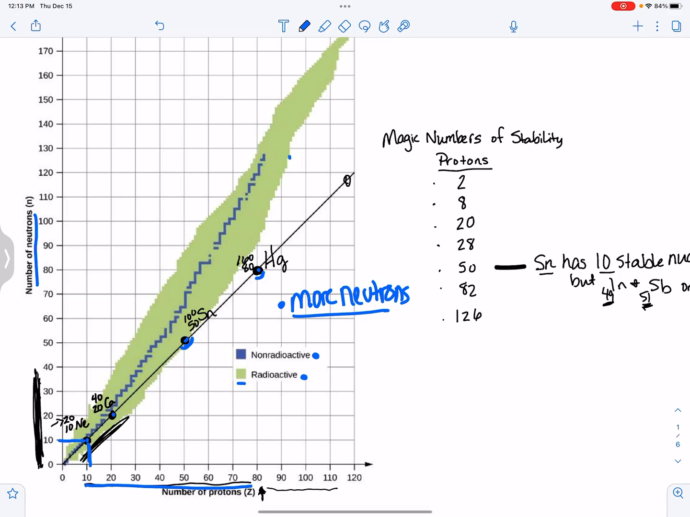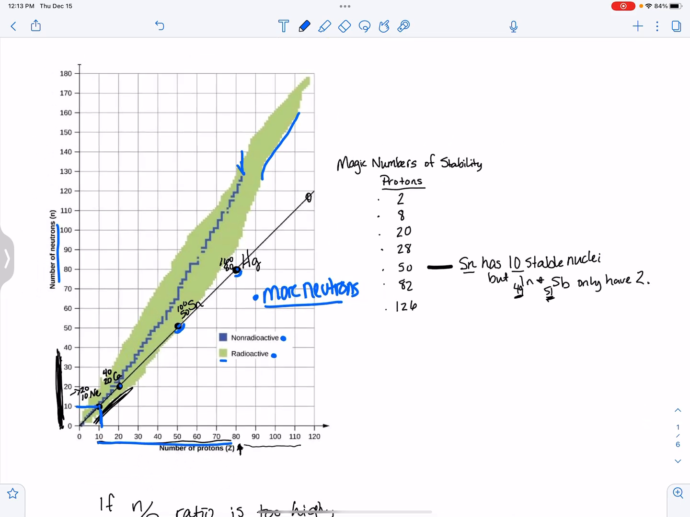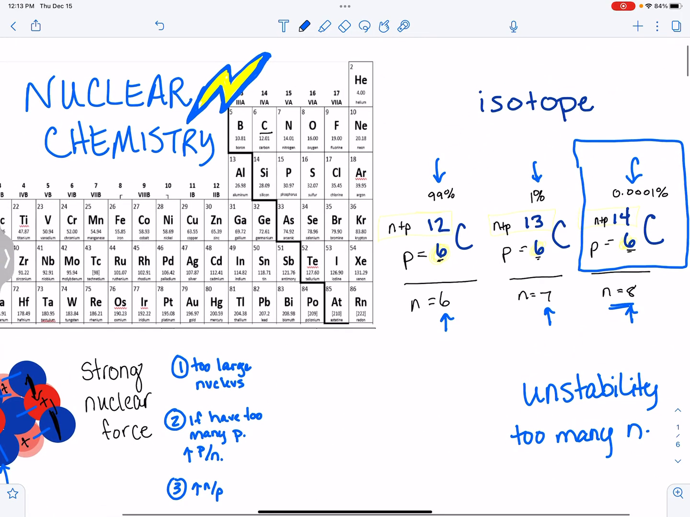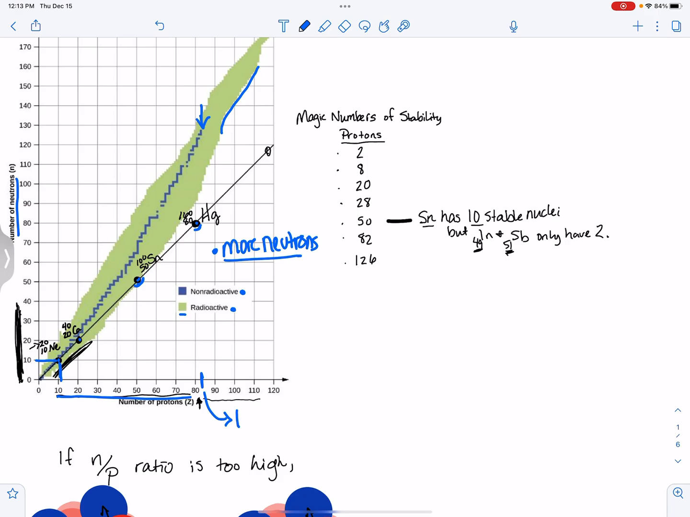As you head up in this direction, there's a point at which, let me go right here, this element, we go all the way down. It's going to match up with, I believe, 82. This is lead. So lead, 82, is the last number of protons that are stable, period, that have at least one isotope that's not radioactive. Everything after lead, every isotope is radioactive. Basically, more protons than 82 is going to be unstable.